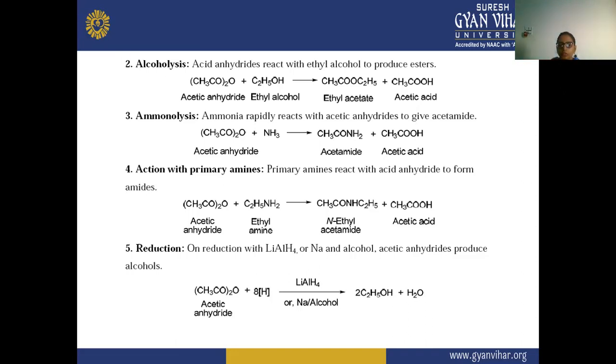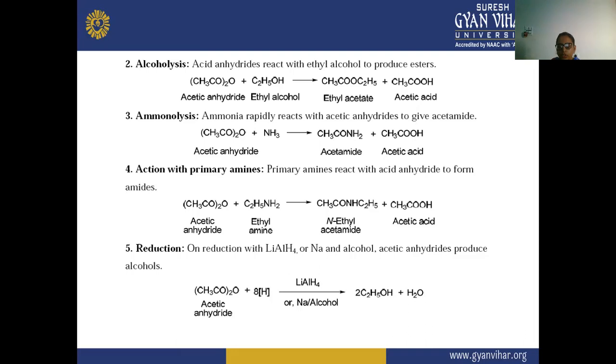In the ammonolysis, you can see the ammonia rapidly reacts with acetic anhydride, and it gives acetamide. So in this acetic anhydride plus ammonia, there is a lysis by the ammonia, and there is formation of acetamide plus acetic acid.